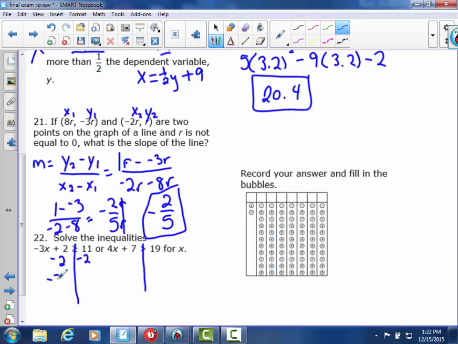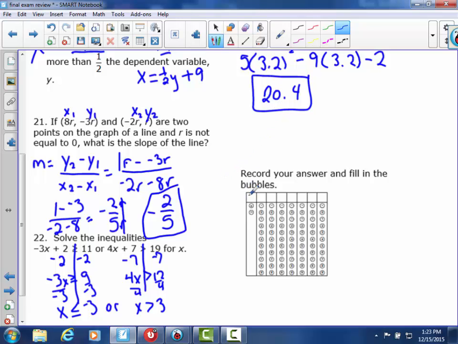Okay, so we've got negative 3x is greater than or equal to 9. Then you divide by negative 3, and that dividing by a negative causes our inequality to become the opposite, so we actually have x is less than or equal to negative 3. Or we'll subtract the 7, and we have 4x is greater than 12. We divide by 4, and x is greater than 3.